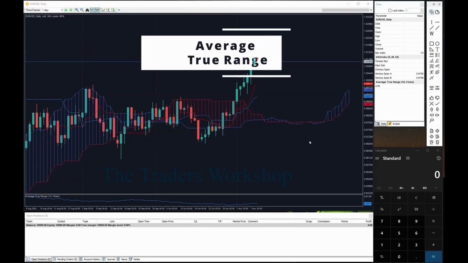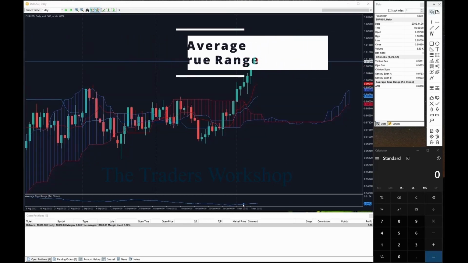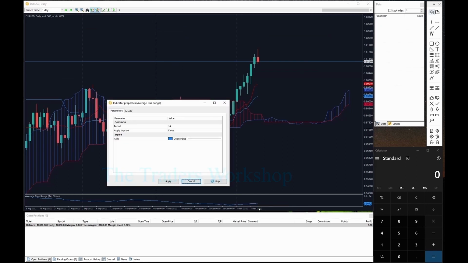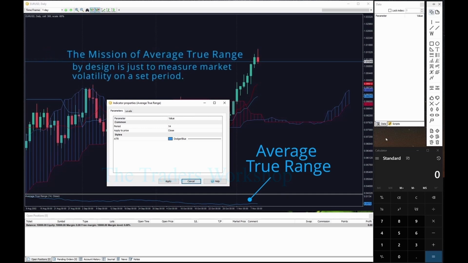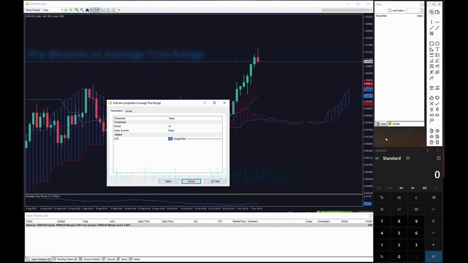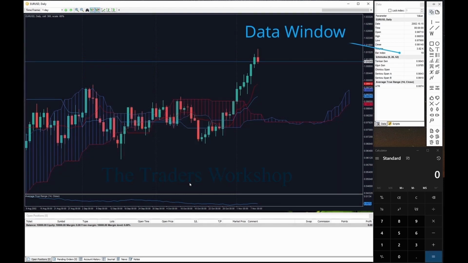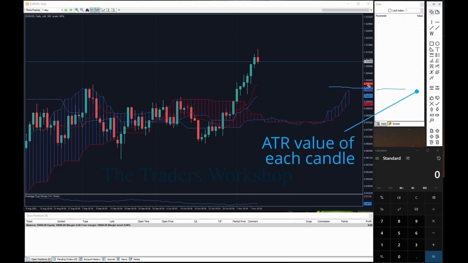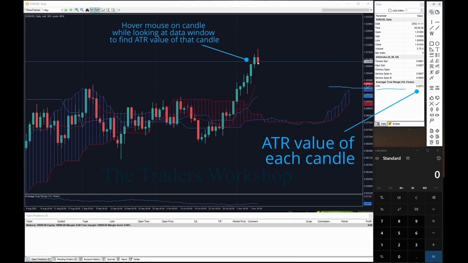Next, let's review the average true range indicator. These are my settings for this indicator. This Dodger blue line on this separate panel is the average true range indicator. Its only job is to measure market volatility of the set period. Now, if you focus your attention on the upper right-hand corner of the screen, that is our data window. At the bottom of the data window, we can find the ATR value for each candle that I hover my mouse cursor over. And these values will be used to calculate our stop-loss price. More explanation about these later.